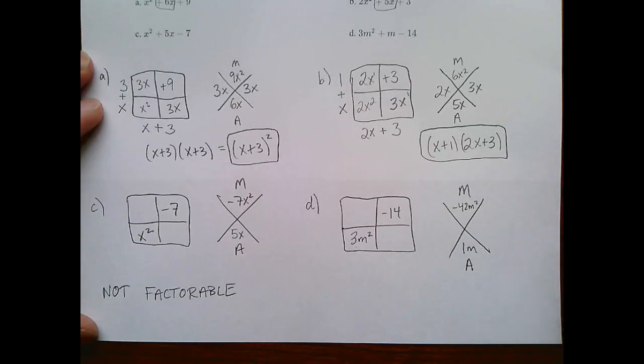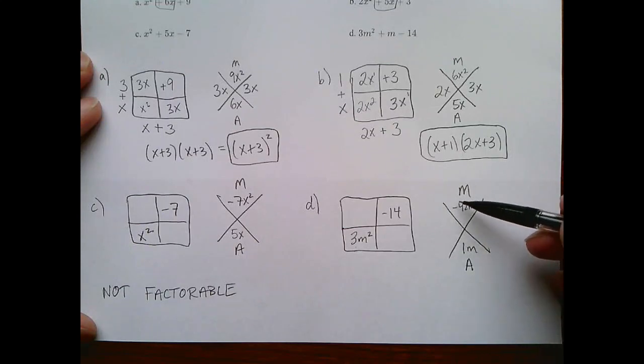Maybe take a second, pause the video. Could you find them before I do? Well, there are lots of things that multiply to negative 42. You could do negative 42 and 1. You could do 21 and negative 2. You could do 7 and 6.